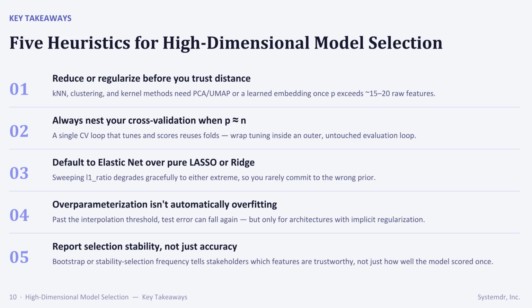And 5, report feature selection stability, not just accuracy. A single high-accuracy run can hide a feature set that's genuinely unstable across retrains. Bootstrap or stability selection frequency is what actually earns stakeholder trust. Run through these 5 before you ship any model where feature count starts to rival sample count, and you'll catch the leakage, instability, and false confidence issues this module has covered before they ever reach a production dashboard.